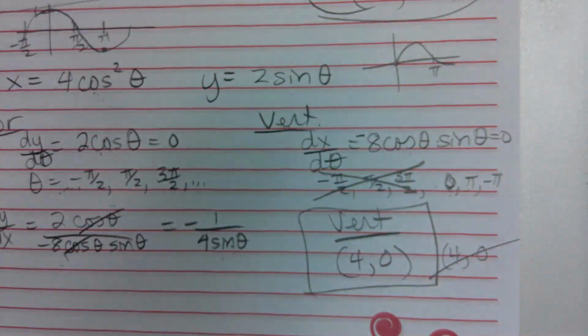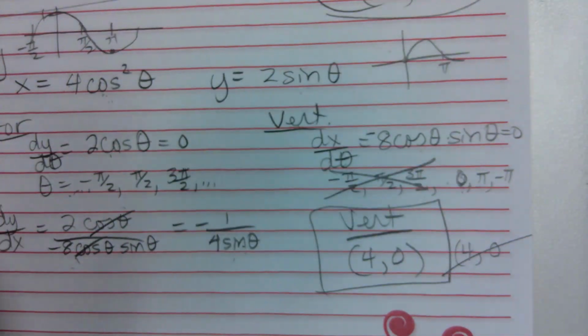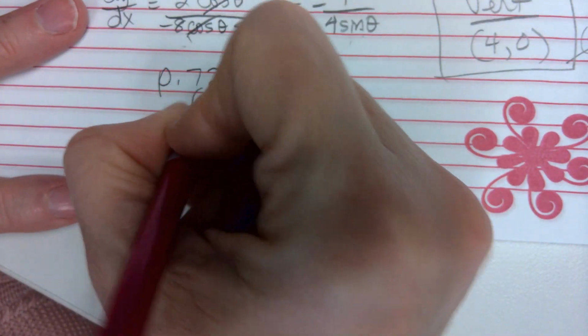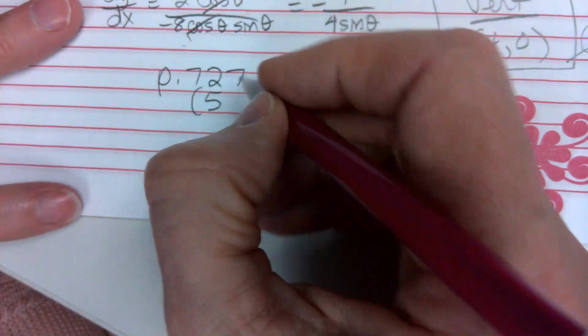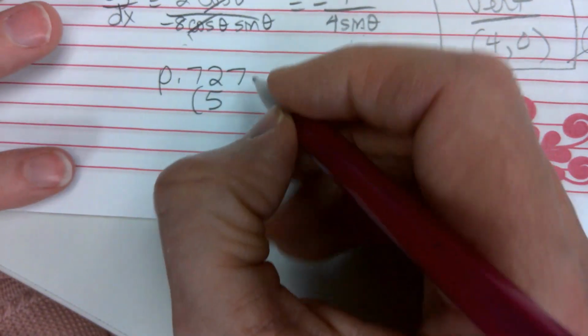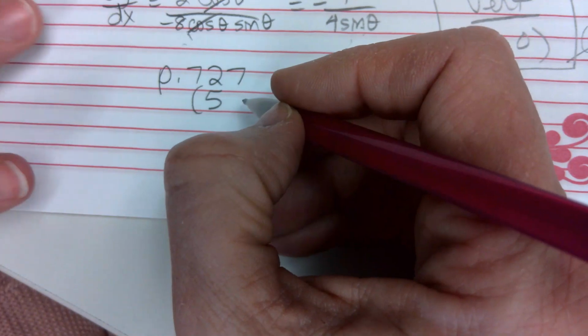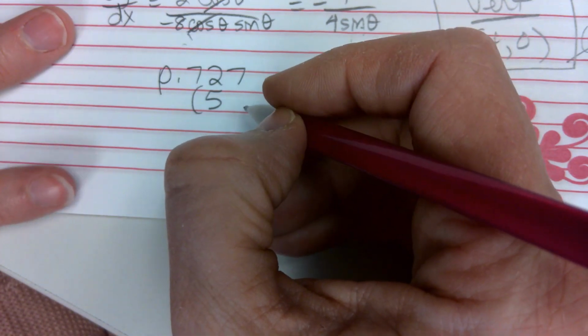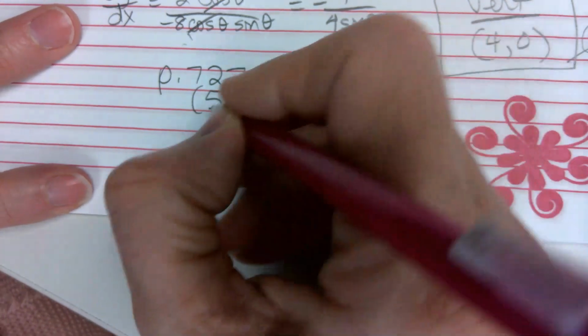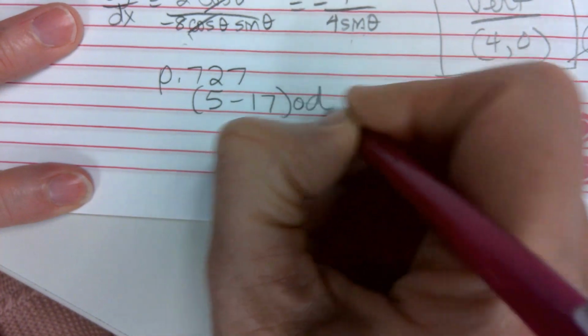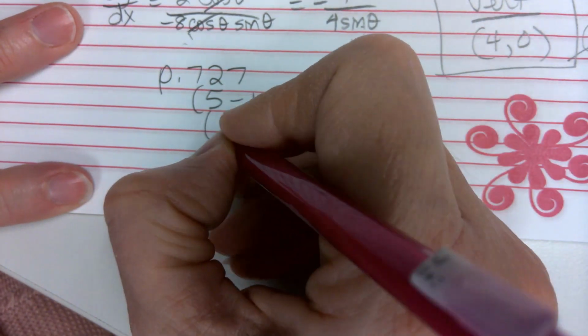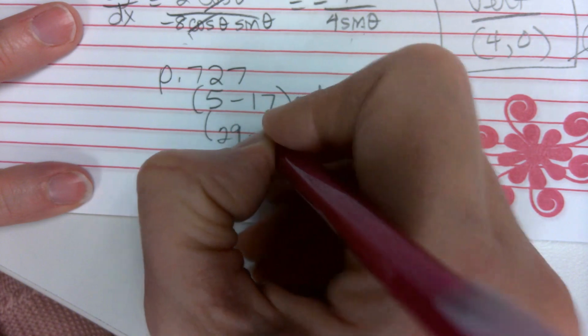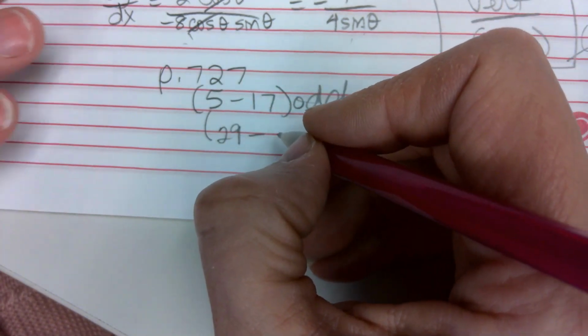All right. So let's just get you going on page 727. We did equations of tangent lines, right? 5 through 17. And then 29 through 37.